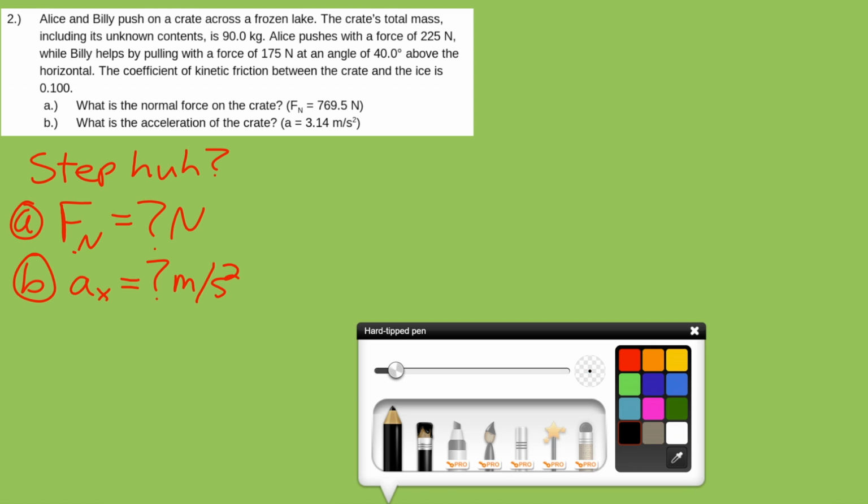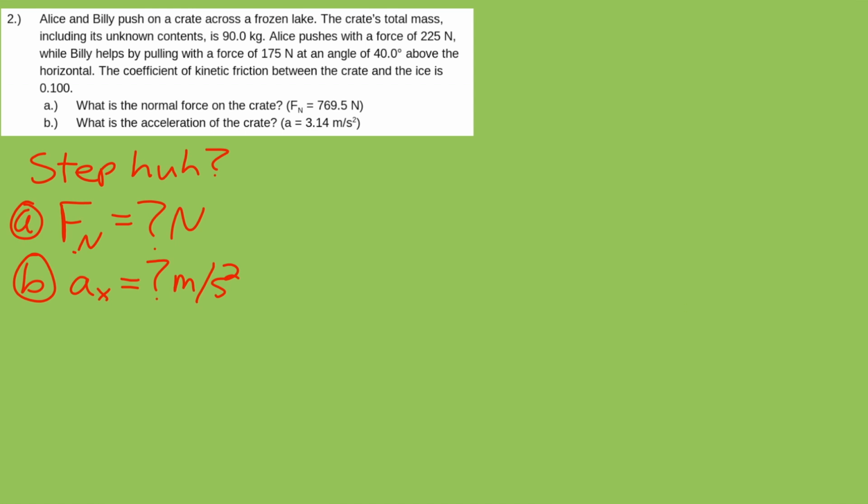So that's our step 0. All year long, the first thing we do after step 0 is step 1, and that is make a sketch. So we need to have a clear picture about what's going on here.